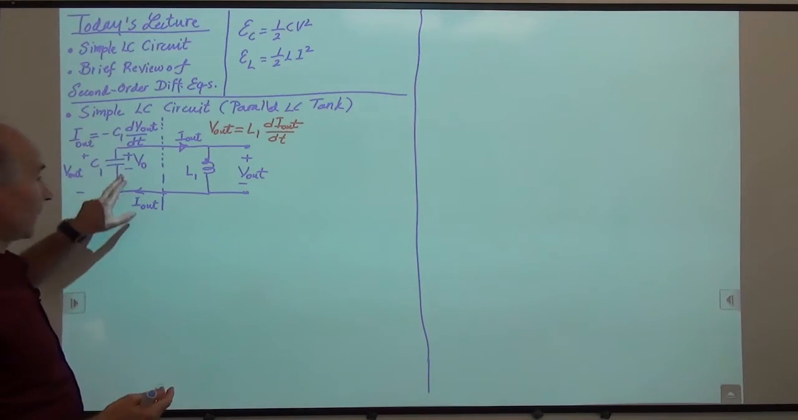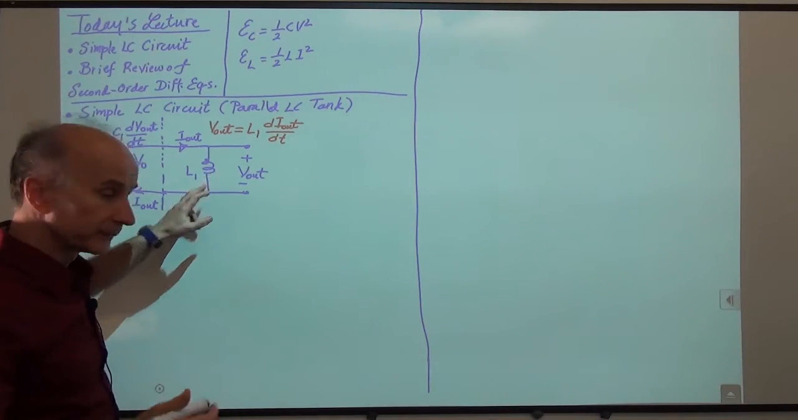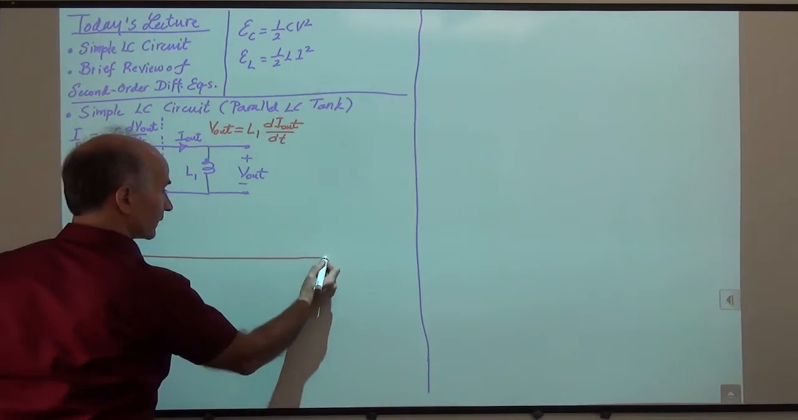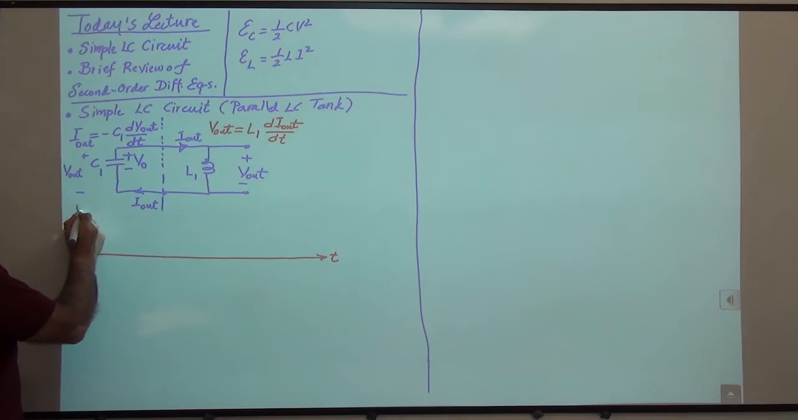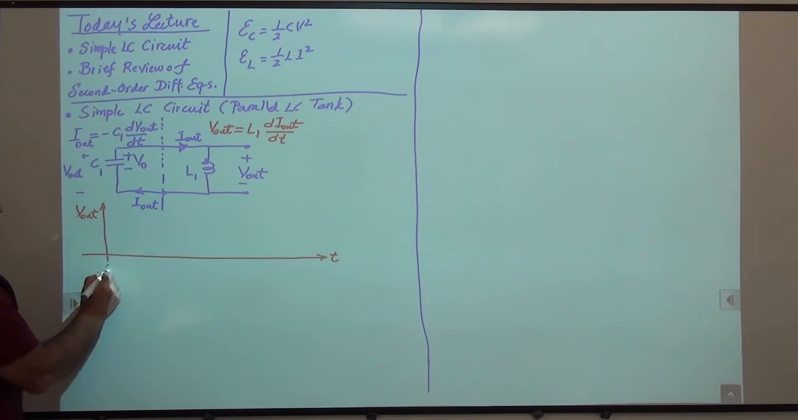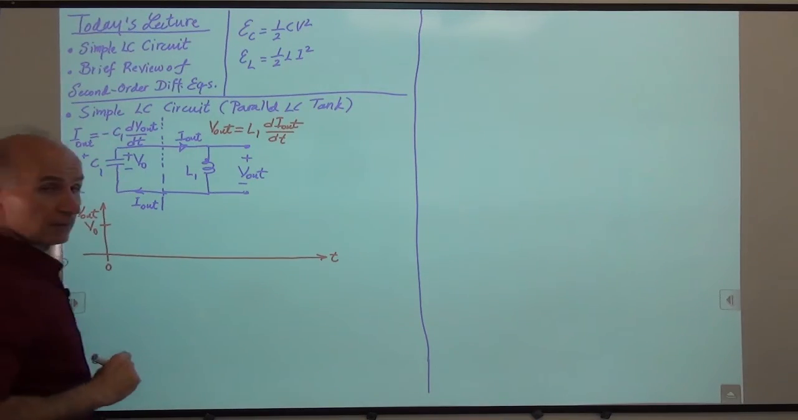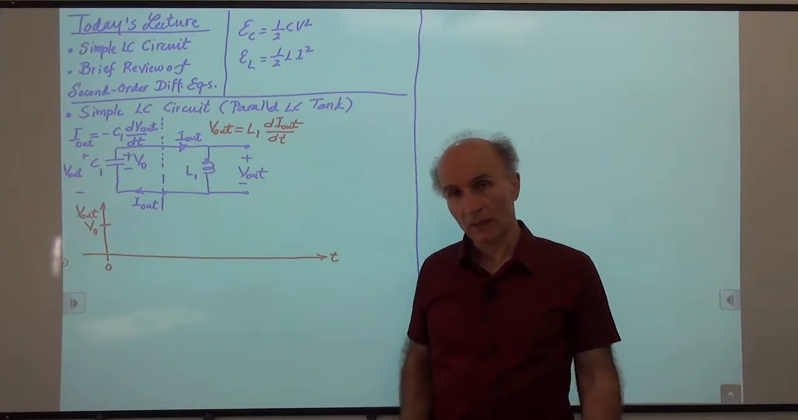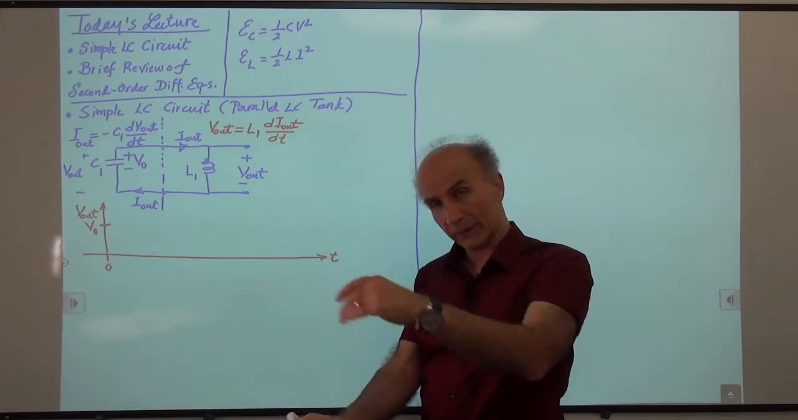The initial condition on the capacitor is V0. The initial condition through the inductor is 0. All right, so let's go ahead and plot V out again as a function of time, like we did last time. So V out, starting from time 0. At time 0, V out is V0, because the voltage on the capacitor at time 0 is V0. All right, so we have this voltage on the capacitor. We have no current through the inductor yet.